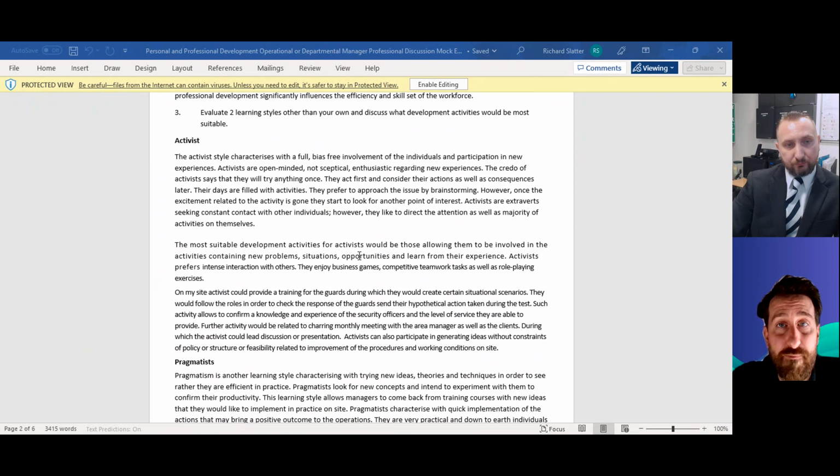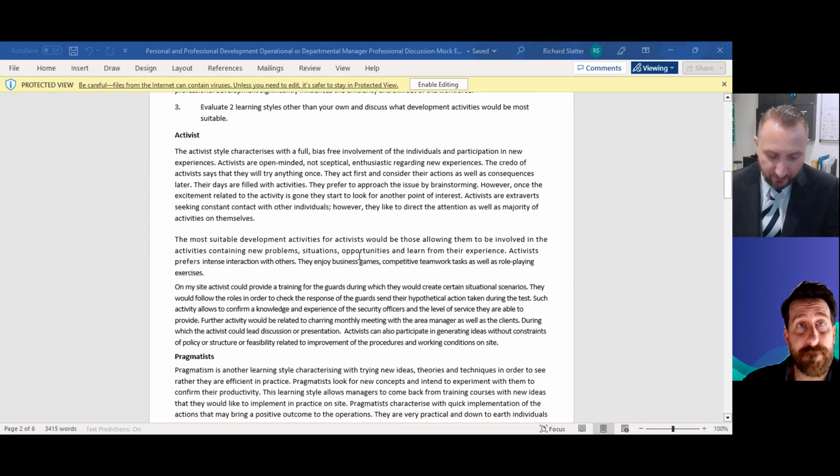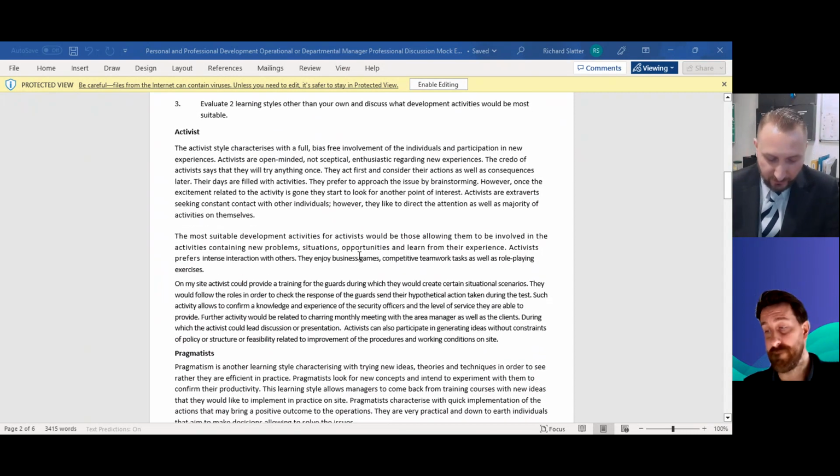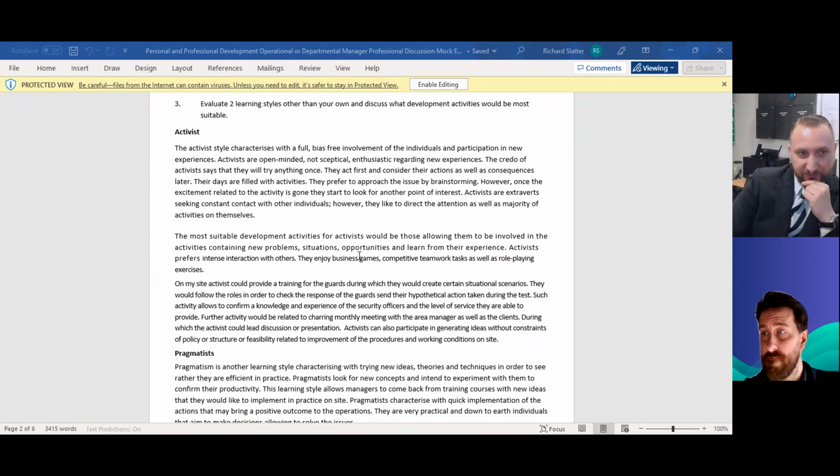So even if it's not necessarily styles that you might choose to adopt all the time, if we just talk about certain development activities that would be most suitable here. So if you just talk you through your answer to number 3, Daniel, as well, if possible. Of course, absolutely. So as I mentioned at the beginning, my learning style is a combination of reflector and theorist. Therefore, I'm going to talk about activist and pragmatist learning styles.